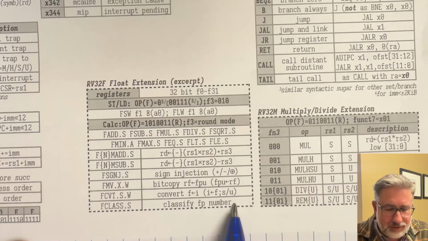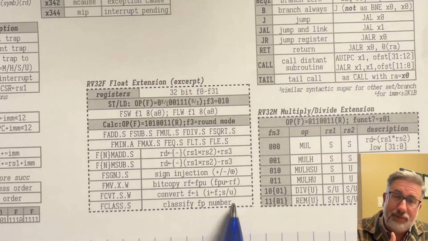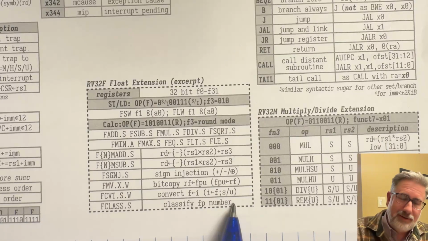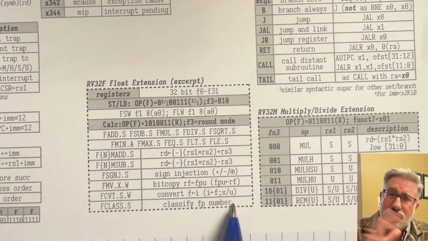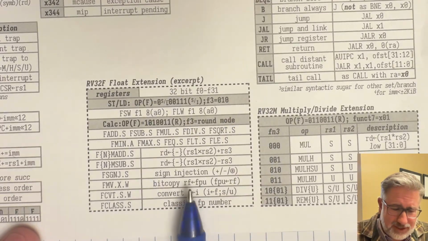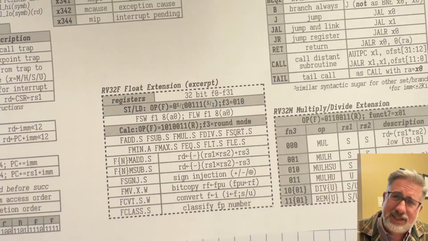You've got an instruction that classifies the floating point number, whether it's a regular number, a denormalized number, a zero, a not a number, an infinity, right? All of those special numbers in floating point that we know. And again, this is a pretty compact representation. I might expand that a little bit just to give you an idea.